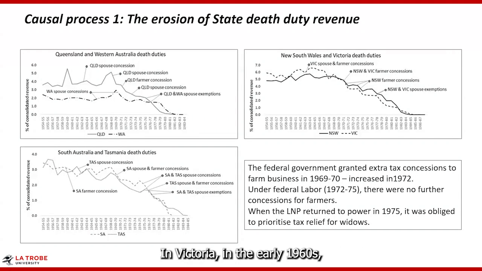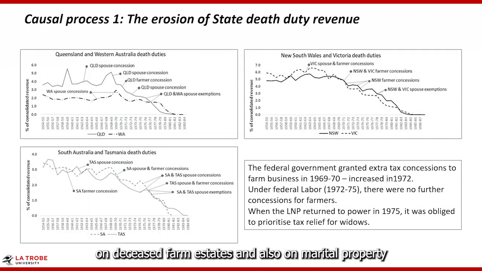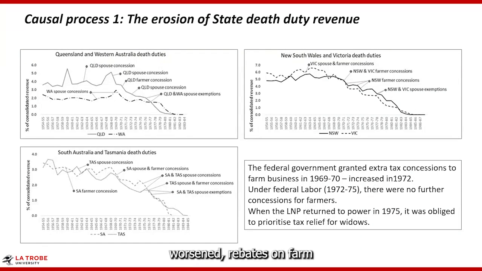In Victoria, in the early 1960s, Liberal Premier Henry Bolte introduced tax concessions on deceased farm estates and also on marital property. When the rural prices worsened, rebates on farm estates were increased, and then Bolte was succeeded by Liberal Premier Dick Hamer. Hamer didn't address the death duties until 1976 when he promised also to exempt marital property. This happened quite quickly without much fuss, and it seems to have been just a tokenistic response to a sort of broader movement against gender inequality in the tax system.